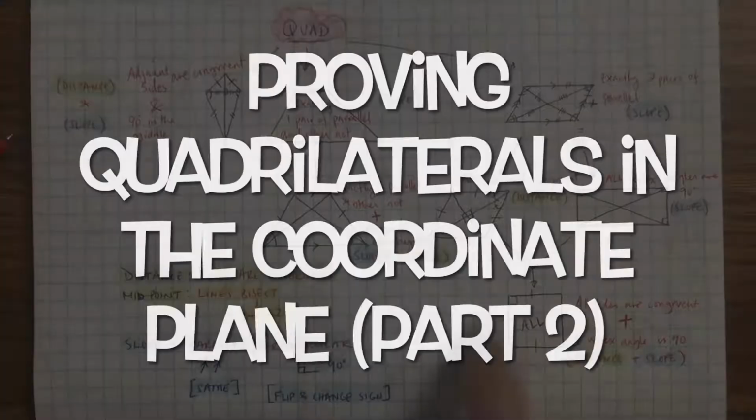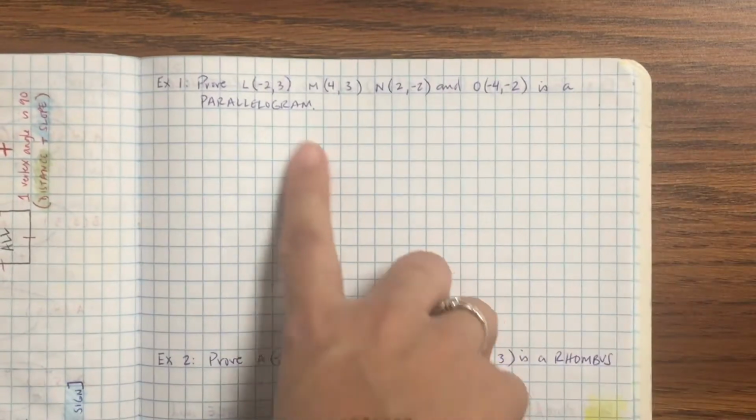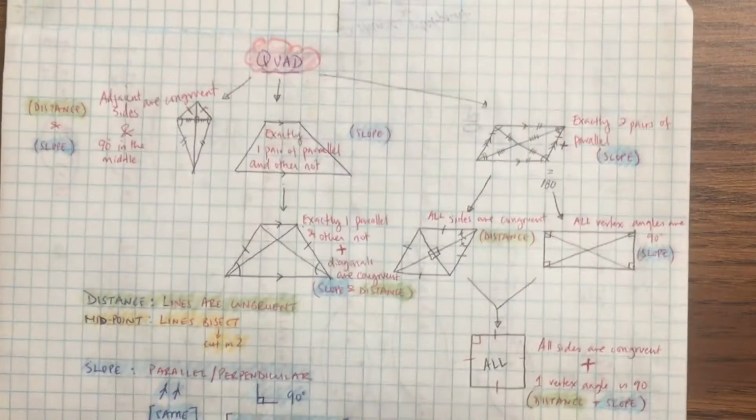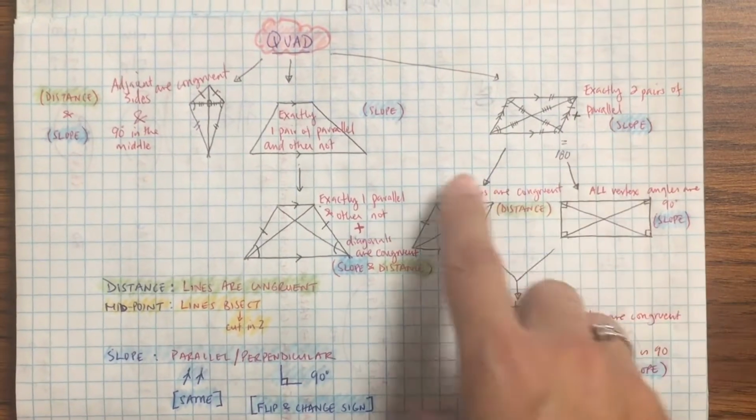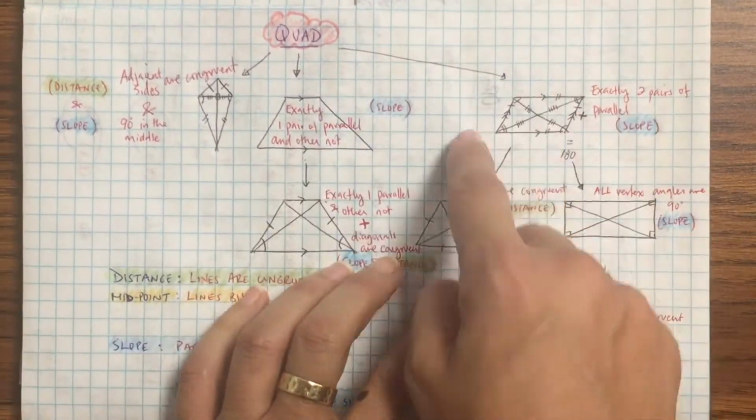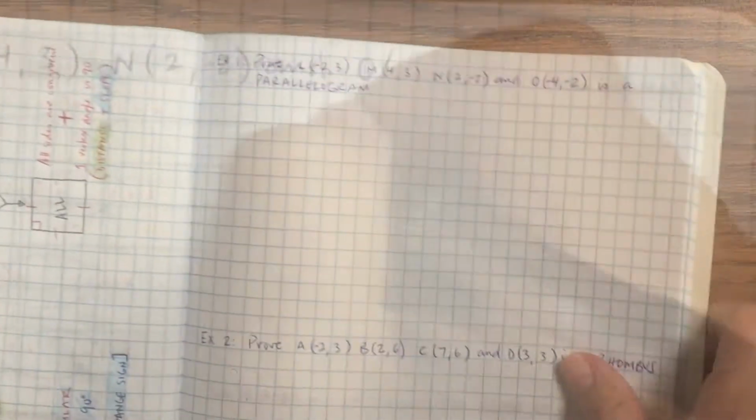Continue taking a look at proving quadrilaterals in the quadrilateral plane. This will be the second video. So looking at the first question, we're proving a parallelogram. What do I need for a parallelogram? Exactly 2 pairs are parallel. So 2 pairs are parallel, never meet.